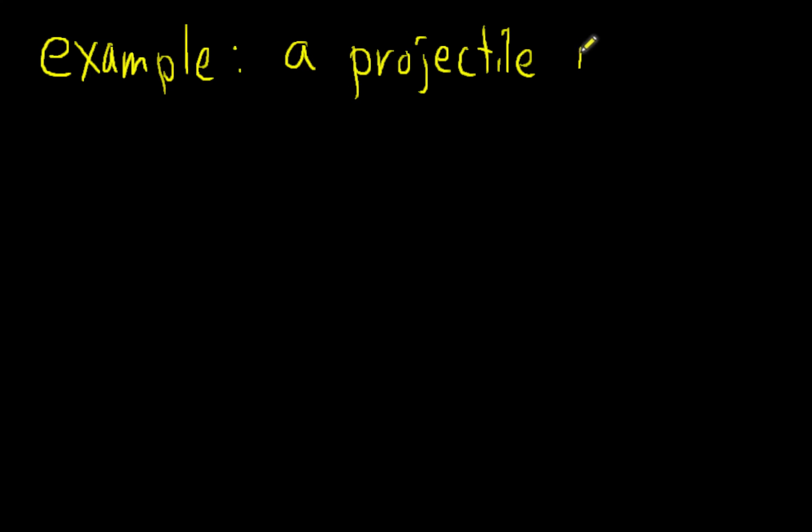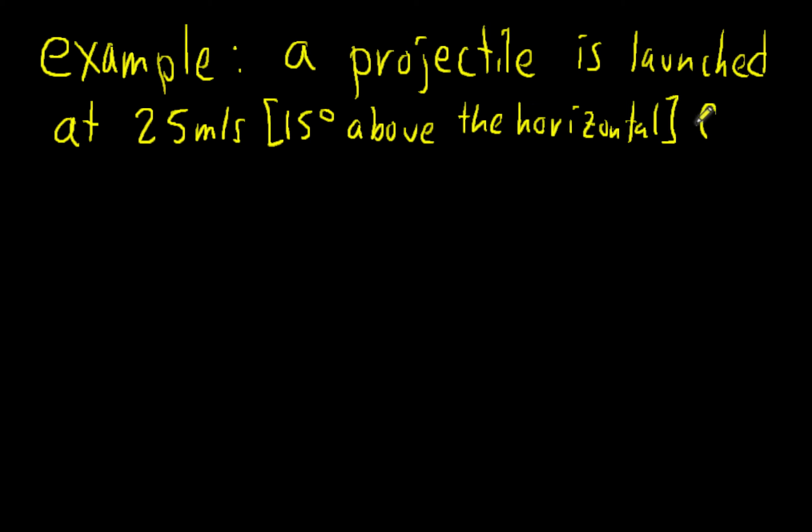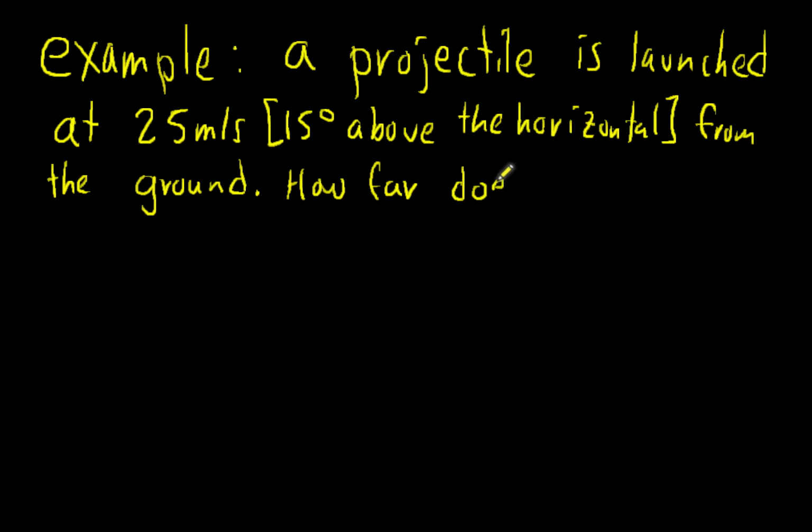Here's an example. A projectile is launched from the ground at 25 meters per second at an angle of 15 degrees above the horizontal. How far does it travel? So in this problem, we're looking for dx. That's our unknown.